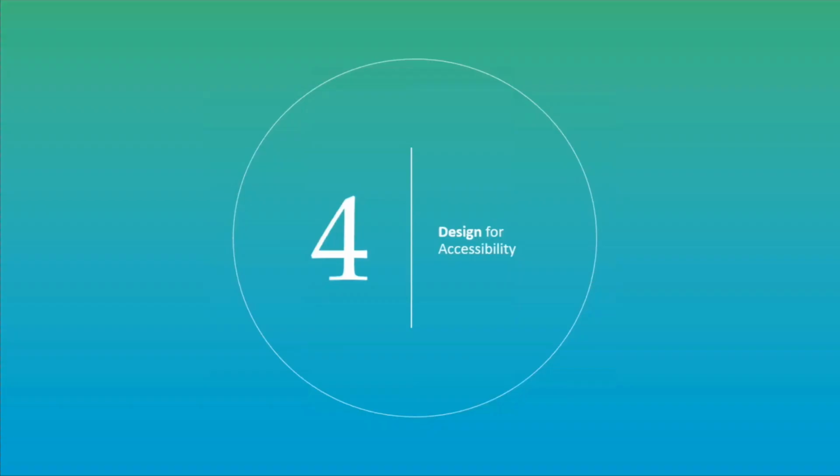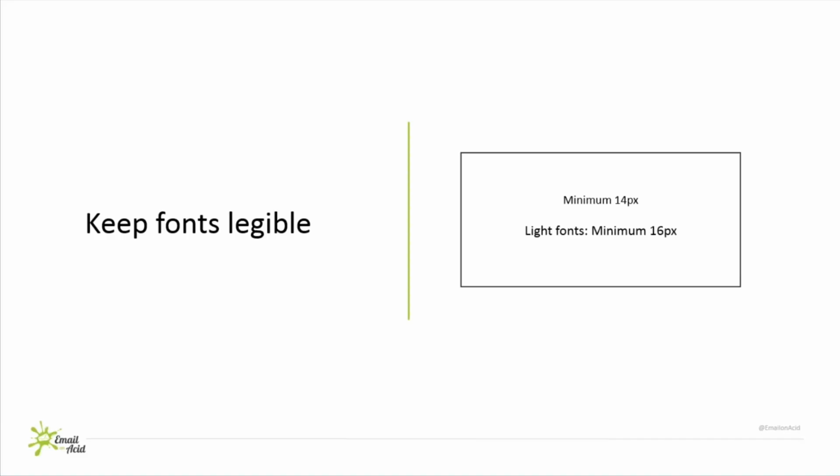And then I want to get into some design concepts. We just talked about code. So from a visual perspective, what can we do? How can we make it easier for people? And the first one takes a lot of the same concept as designing for mobile. It's really just making sure the fonts are legible. Don't go too small. Always keep a minimum of 14 pixels. And if you're using light fonts, never go lower than 16 pixels.